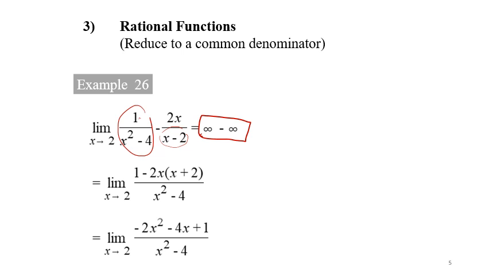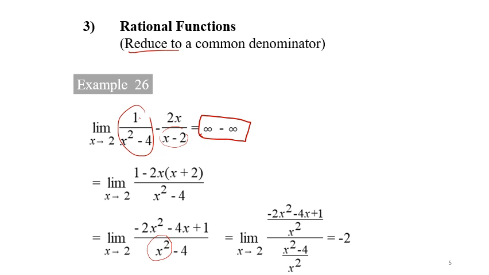Okay, next. So after that we simplify. Okay, then after we simplify, this is what we call reduce the common denominator. So below here the highest degree is x squared, so we divide above and below with x squared, right? So we got negative 2 minus 4 over x plus 1 over x squared. And then below here, we got 1 minus 4 over x squared.